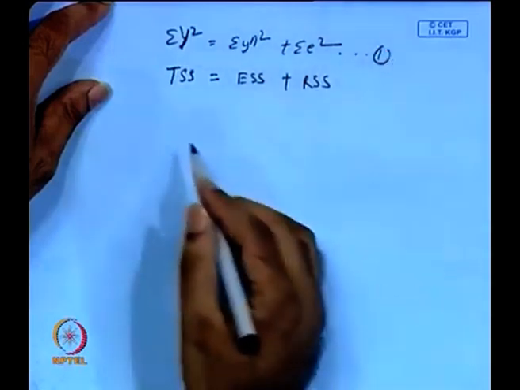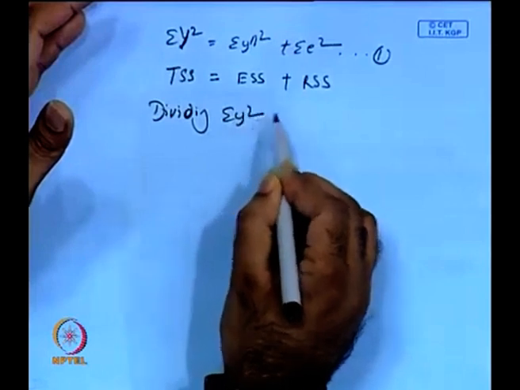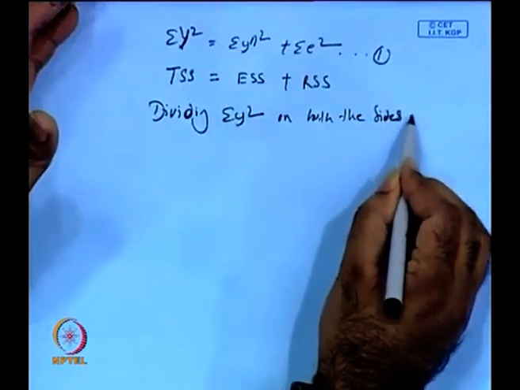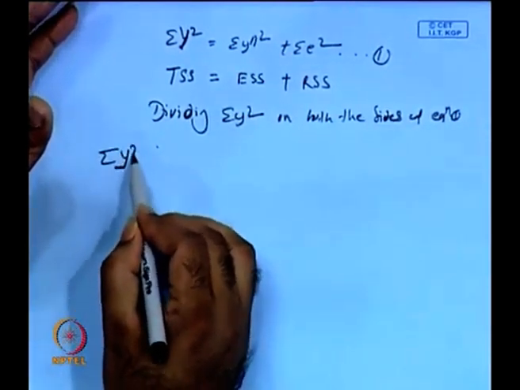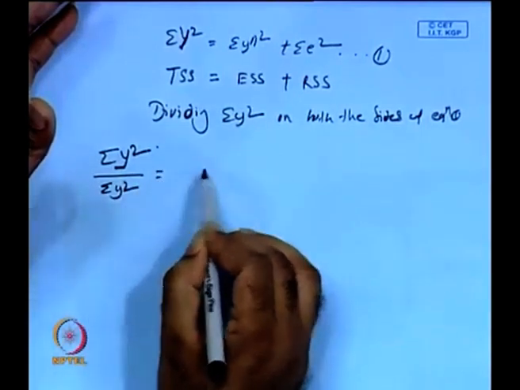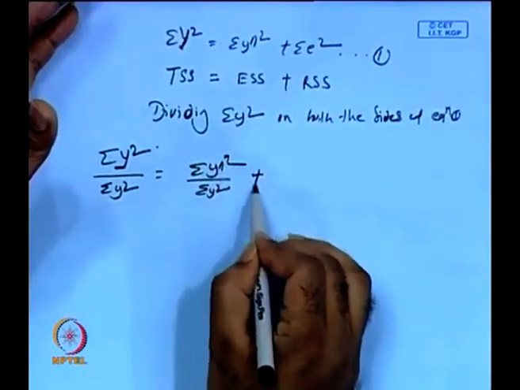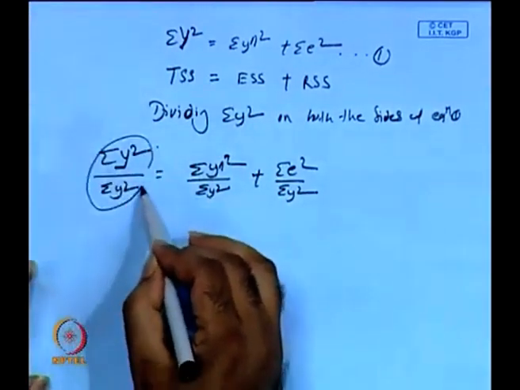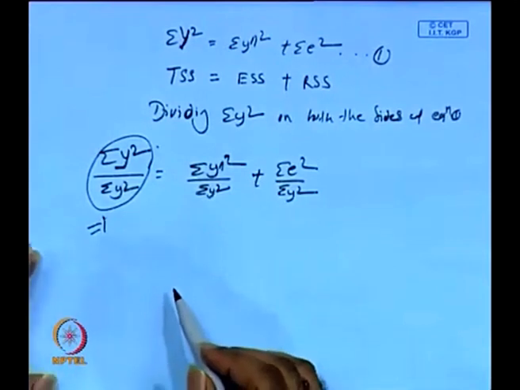Let us assume that this is equation number 1. What I will do is divide both sides by summation y squared. Dividing summation y squared on both sides of equation 1, then what do we have? You see here, summation y squared divided by summation y squared is equal to summation y hat squared by summation y squared plus summation e squared by summation y squared. All right. Now this particular term is exactly equal to 1.